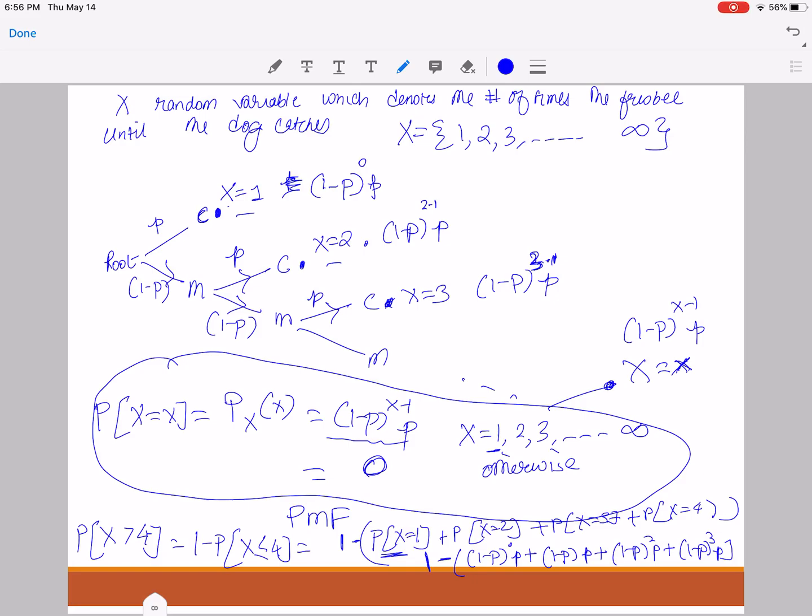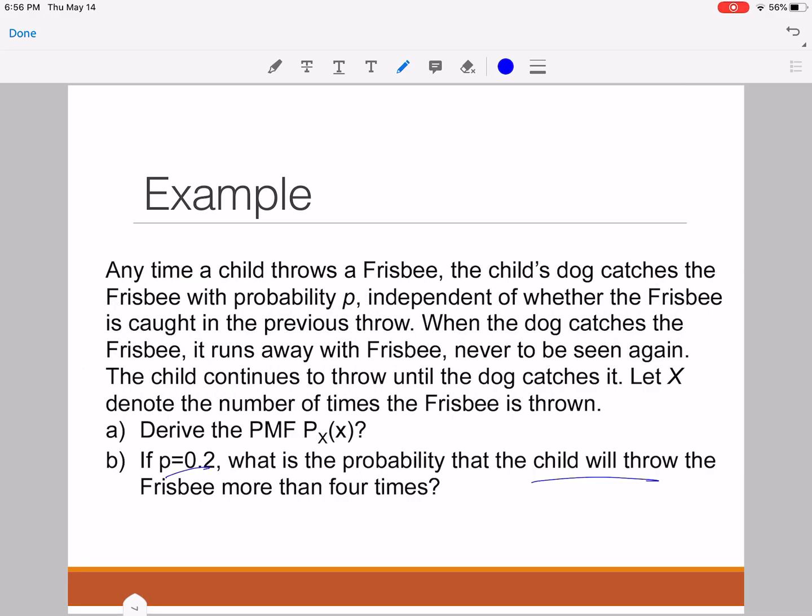So that's the gist of how to derive a probability mass function and how to use it to solve different probability problems. As it turns out, there are several engineering experiments that sound something similar to this frisbee problem here. For example, how many times do I test an IC until I get my very first failure?